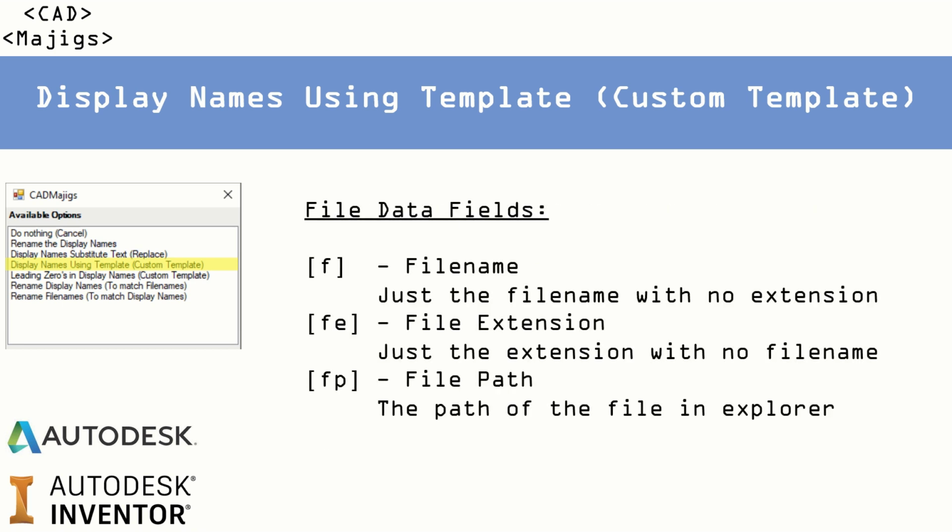Next, we'll explore the file data fields. Fields marked by F simply provide the file name with its extension. Those labeled FE return only the extension, and fields with FP yield the file path in Windows Explorer. These are relatively straightforward and require little elaboration.